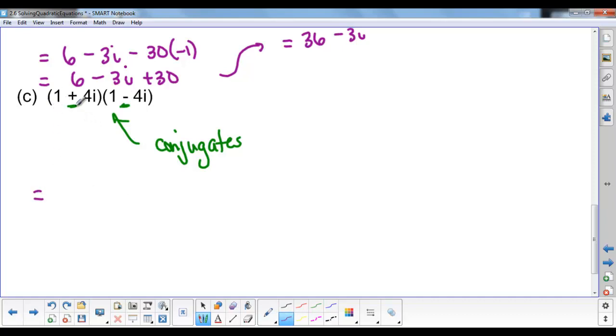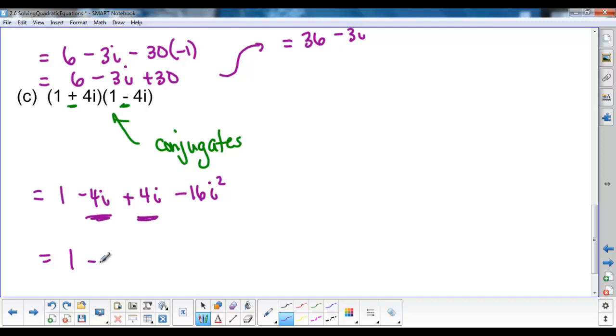We'll do the distribution. So 1 times 1, 1 times negative 4i, positive 4i times 1, and then positive 4i times negative 4i gives us negative 16i squared. Now, the special thing about conjugates is take a look at these two middle terms. Once we go ahead and simplify, well, negative 4i plus 4i cancel each other out. So all we're left with is 1 minus 16i squared.